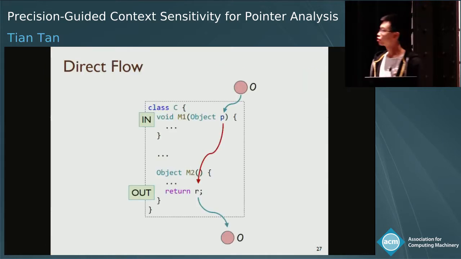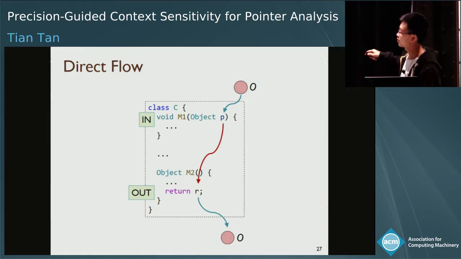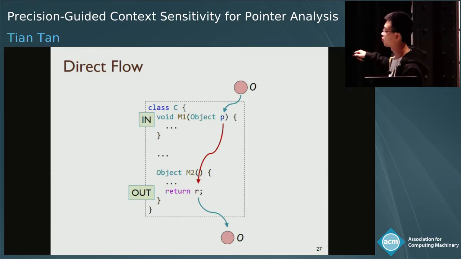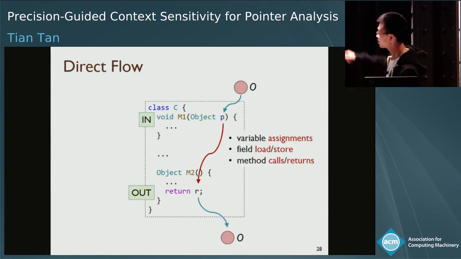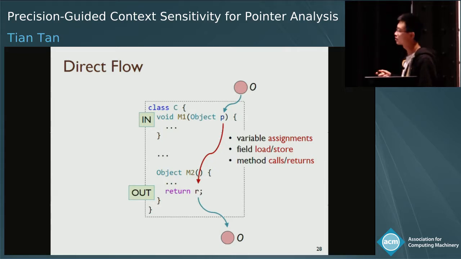If in some execution of the program, object O is passed as a parameter to an in method M1 of class C, then O flows to the return value of an out method M2 of the same class C. Then we say the program has a direct flow from M1 to M2. Here, this red arrow means that the object flows from variable P to variable R through a series of assignments, field load and store statements, or parameter passing or return value passing through method call or return statements.